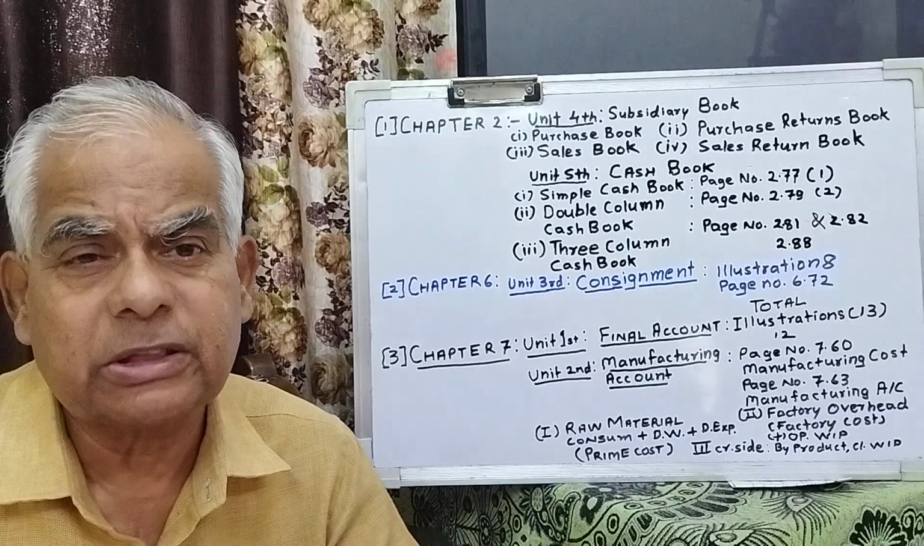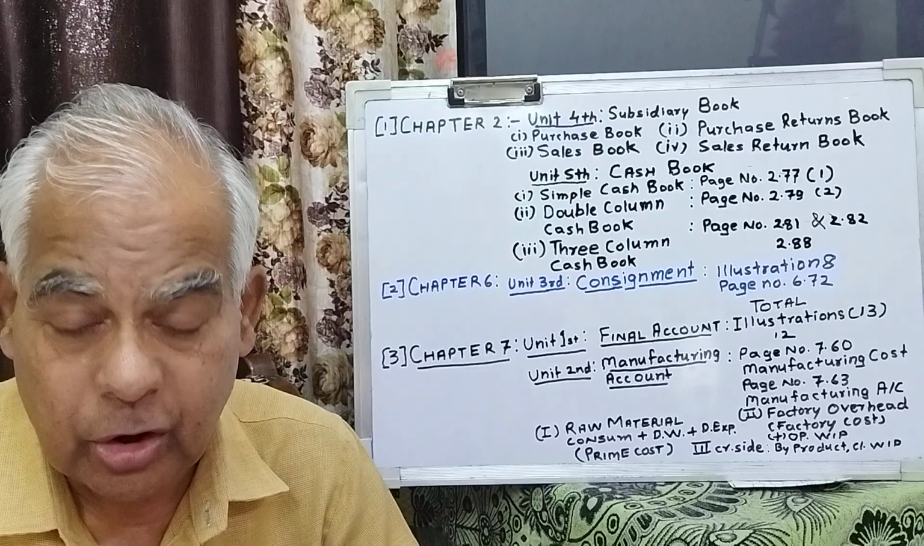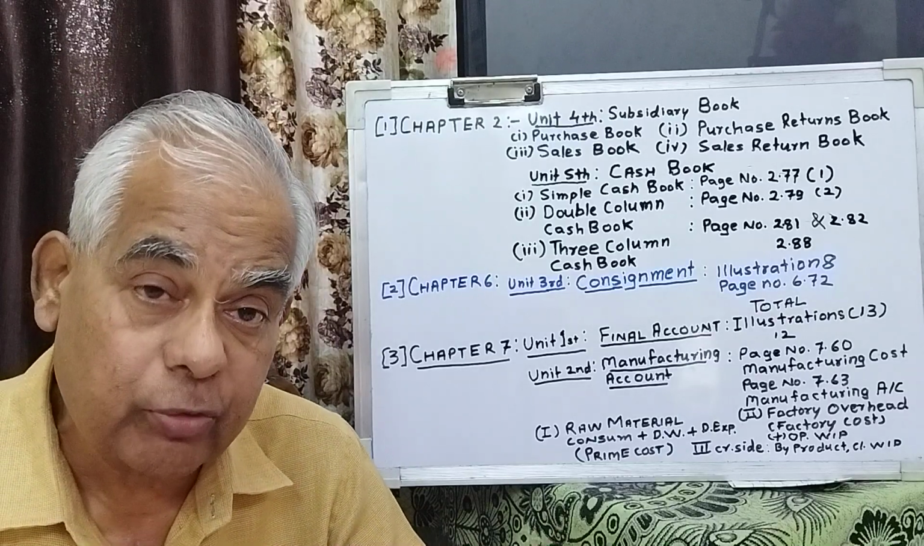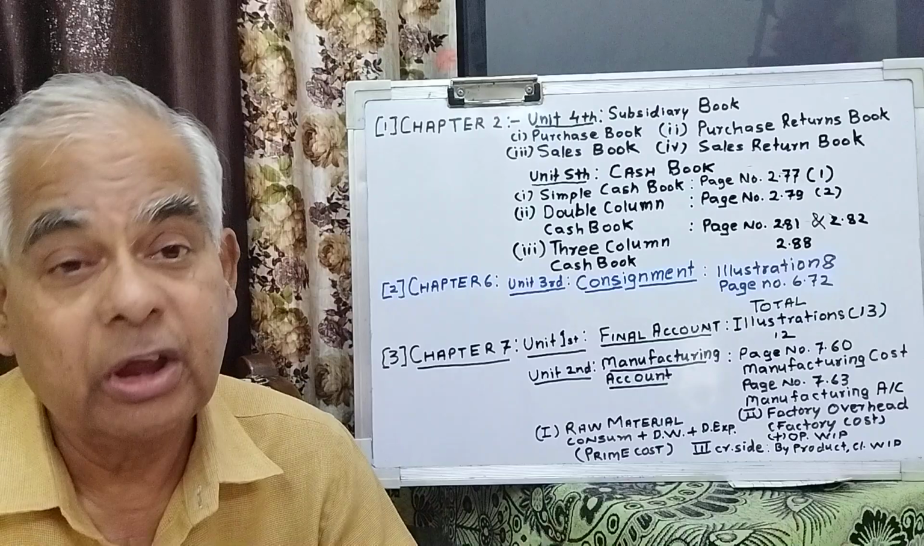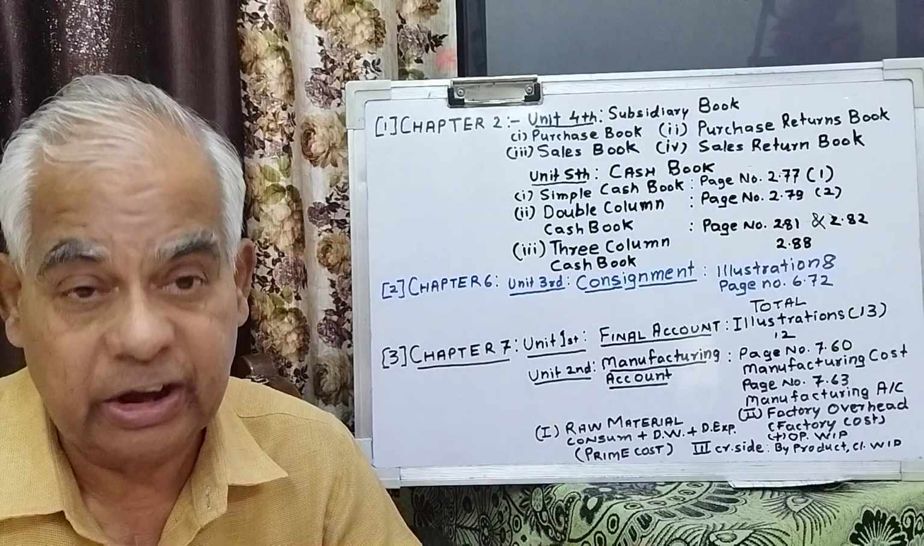Contra entry means, remember that when we deposit the amount into the bank, bank account debit to cash, or when we withdraw the amount from the bank for business purpose, cash account debit to bank. These are the two entries that are nothing but the contra entry.